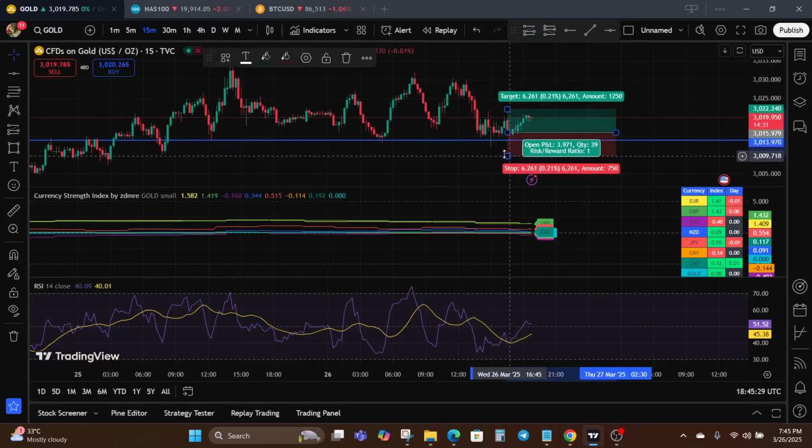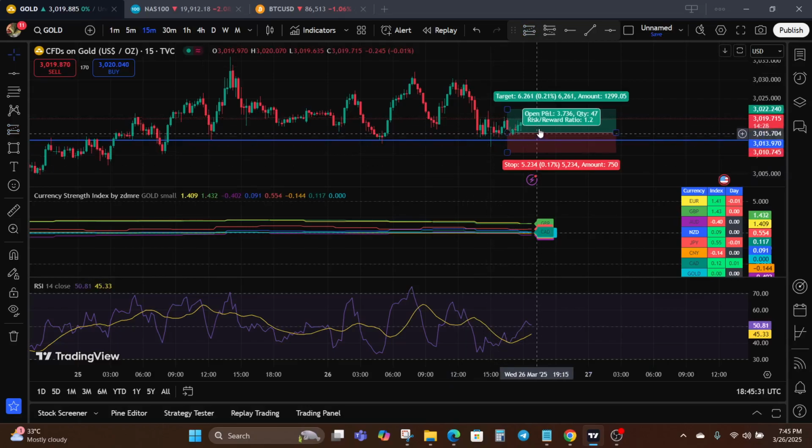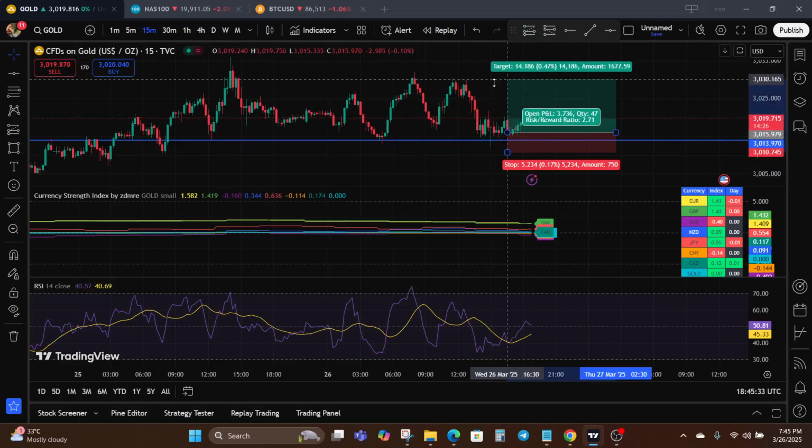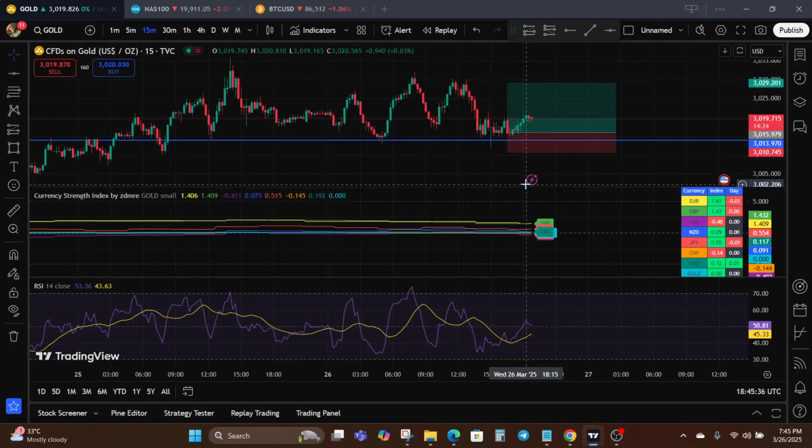So you're going to have a higher chance of succeeding because you have multiple factors giving you a go ahead, multiple factors giving you a green light, right? So it's important to get a confluence even when using the currency strength index.